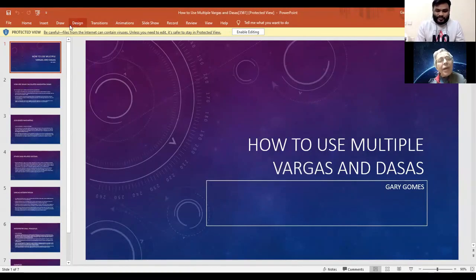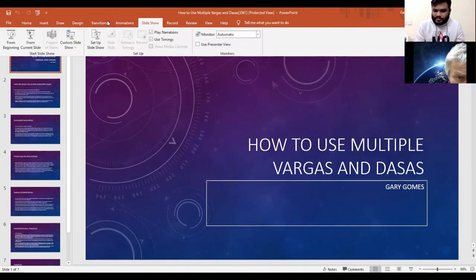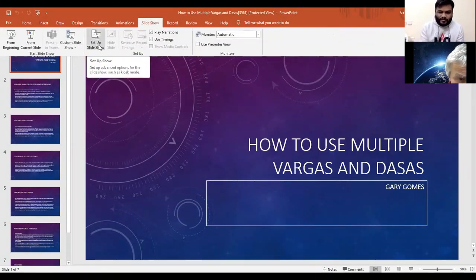Today's topic is how to use multiple Vargas and Dashas. This is a topic which is very required in our Vedic Jyotish. Today Gary Gomes will teach us how to use multiple Vargas, what those Vargas are, and how to use them with the Dashas. These things we will learn today. Okay, sir, if you are ready, we can start the presentation.